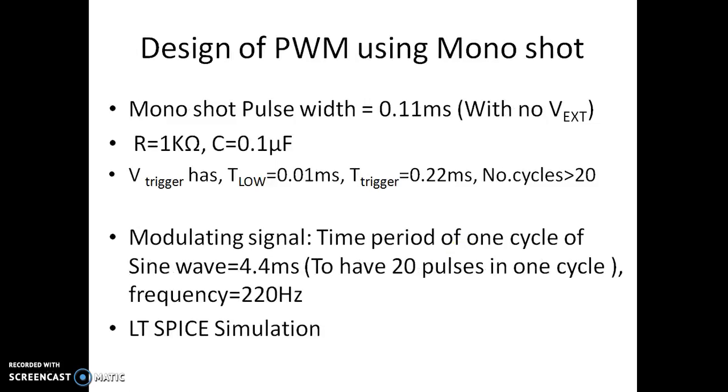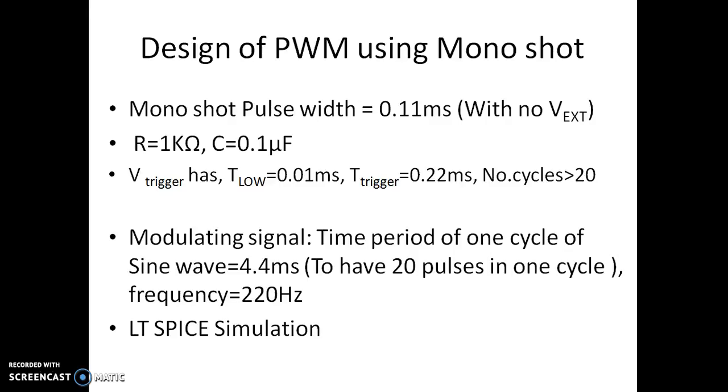For that, let us consider a monoshot pulse width of 0.11 millisecond. That is without any external voltage, meaning with VTH as 2/3 of VCC. We know that to have a 0.11 millisecond pulse width, we are supposed to have an external resistance of 1 kilo ohm, and the capacitance required is 0.1 microfarad. This is obtained using the equation T = 1.1 R C.